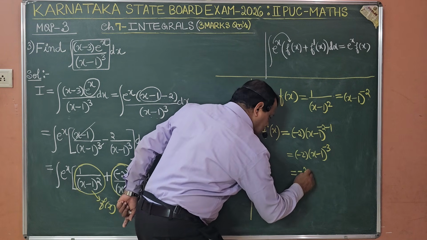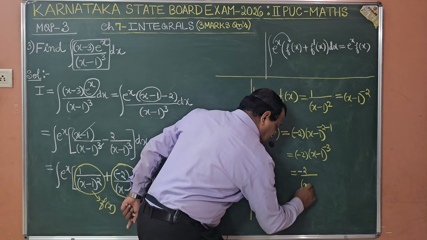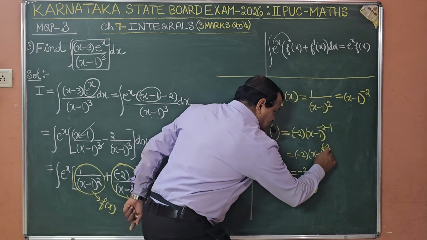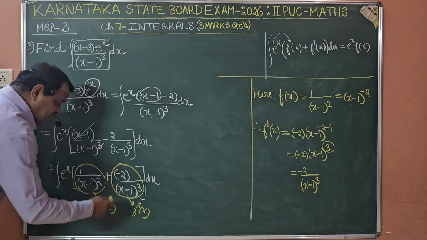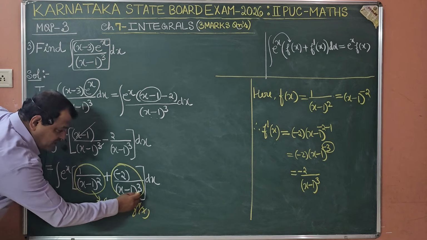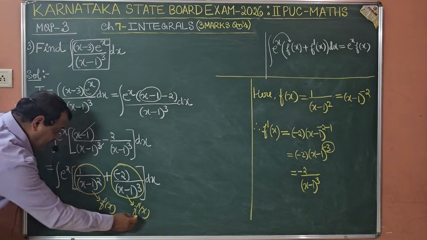Therefore, minus 2 divided by x minus 1, bring this to the denominator. A negative power, when you bring it to the denominator, becomes positive. So that is the term present here: minus 2 by x minus 1 whole cube. That is what I said is f dash x.